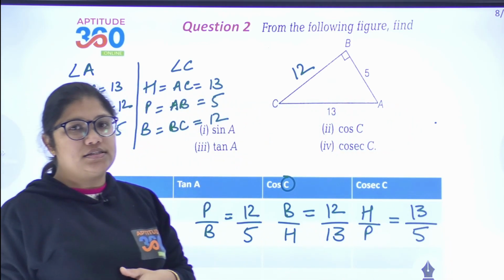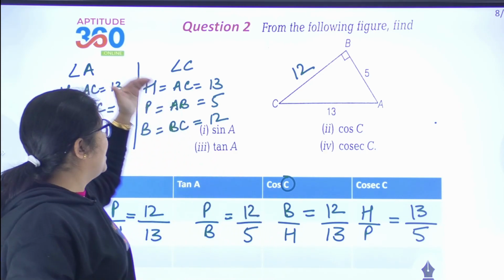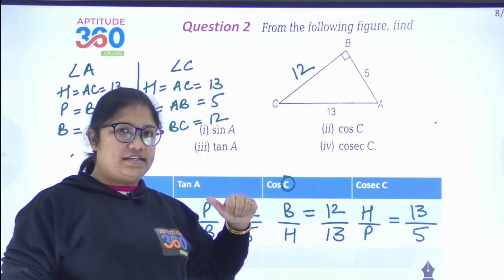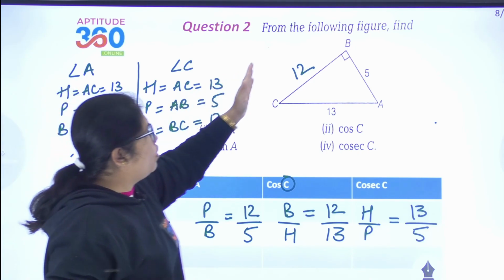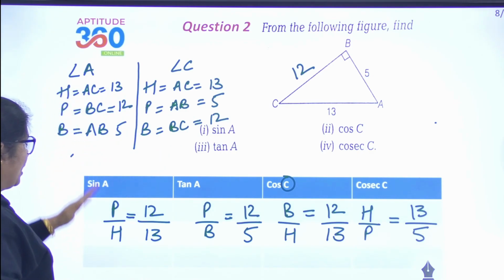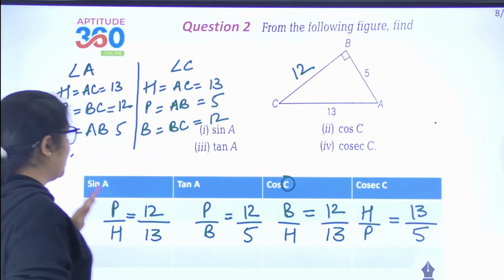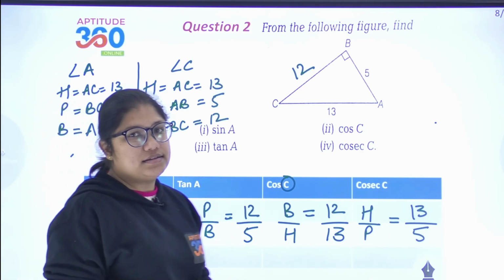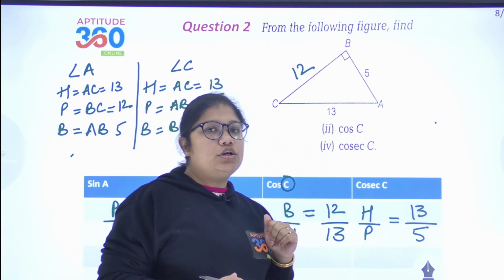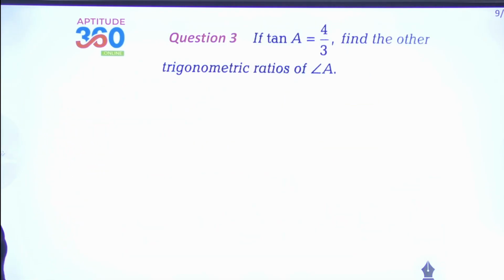So what I did was, first I identified the angle of reference. According to that angle of reference, I identified my HPB, which is hypotenuse, perpendicular and base. Then I found all the three values of the right angle triangle, and then I wrote down the ratios using the mnemonics memory method, and then I filled the values. That is it. If you are able to remember these steps, you would be able to solve the questions. Let us do another question on this.